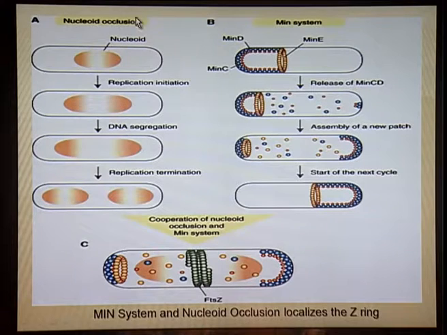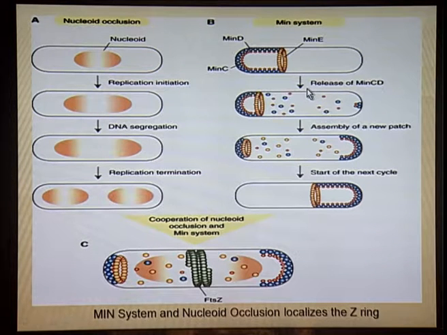Two systems are involved. One is the Min system, the other is the nucleoid occlusion phenomenon. The coordinated action of these two decides the location and timing of the FtsZ ring formation. Now, we will be seeing the Min system in slight detail.